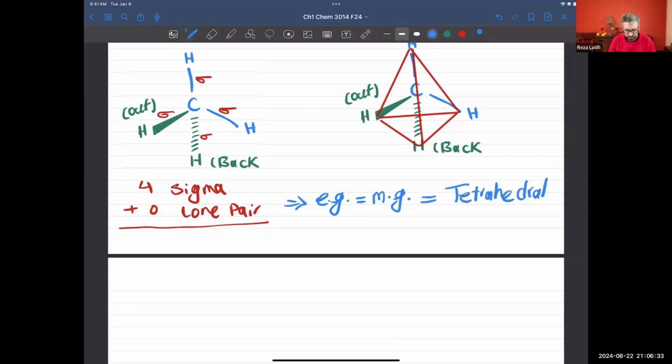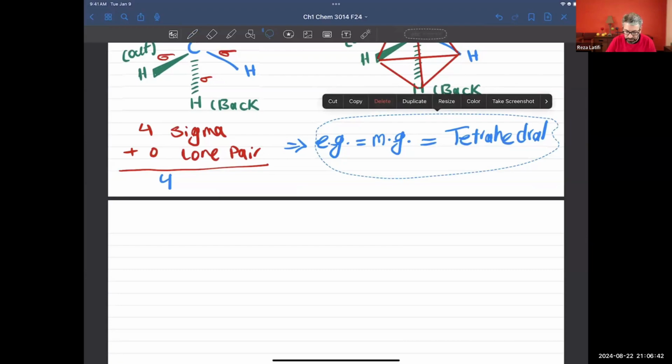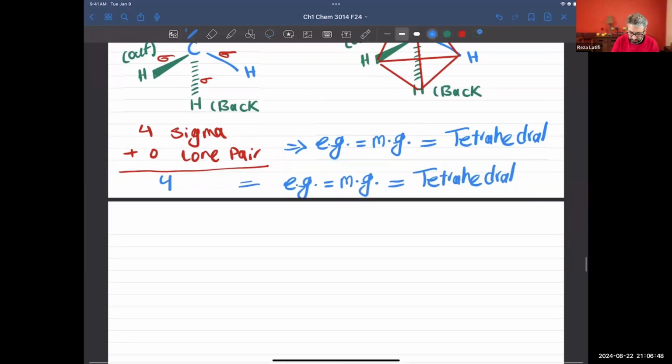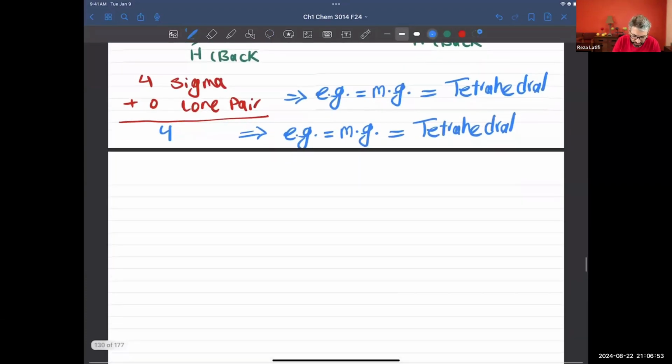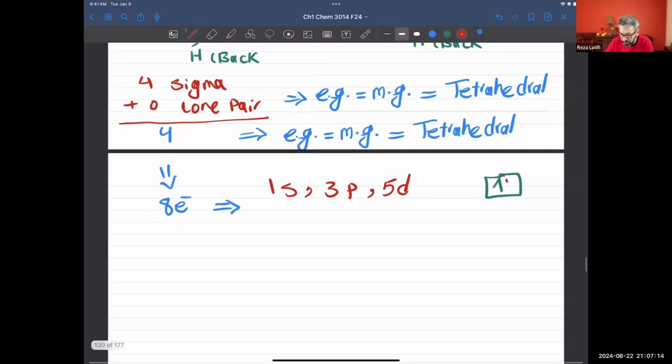How do I know it's tetrahedral? Because I got 4 pairs. But anytime you don't have a lone pair, your electron geometry is going to be equal to the molecular geometry. Because I have 4 pairs, or 4 sigma bonds, that means I have 8 electrons. I need 4 orbitals to accommodate them. Always start with this: 1 from S, 3 from P, and 5 from D. Keep using those orbitals until you accommodate 8. You can put 2 electrons in each orbital. It doesn't matter which orbital, because at most you can put 2 electrons in it.